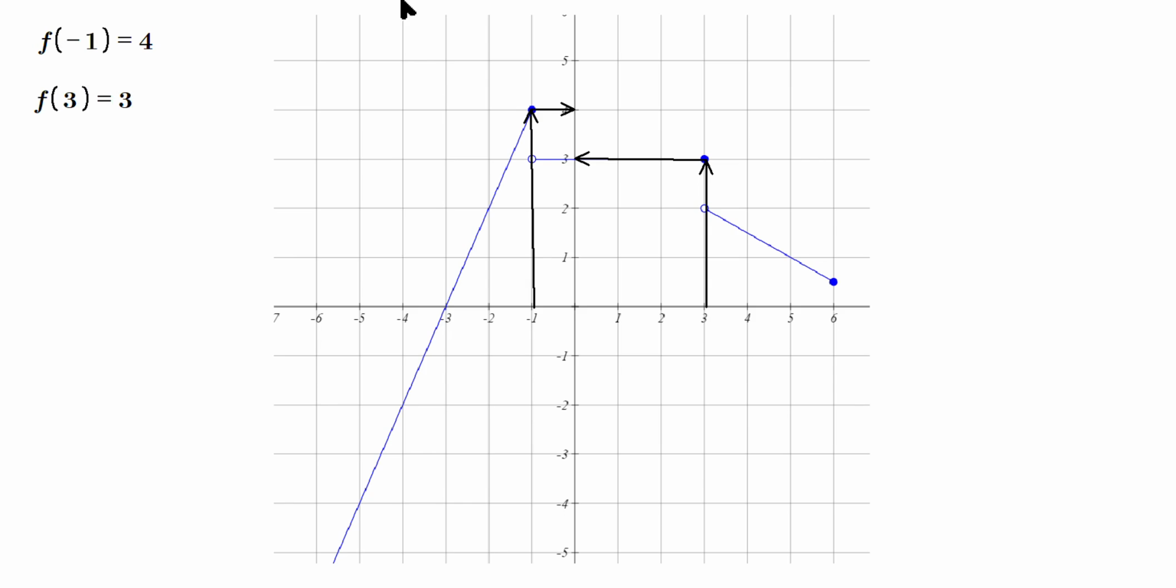Let's do another one here. When 6 goes in, in this case, if you look over to the y-axis, which is where the outputs are, remember, that looks as though it's about 1/2. So we would say something like f of 6 is equal to 1/2.